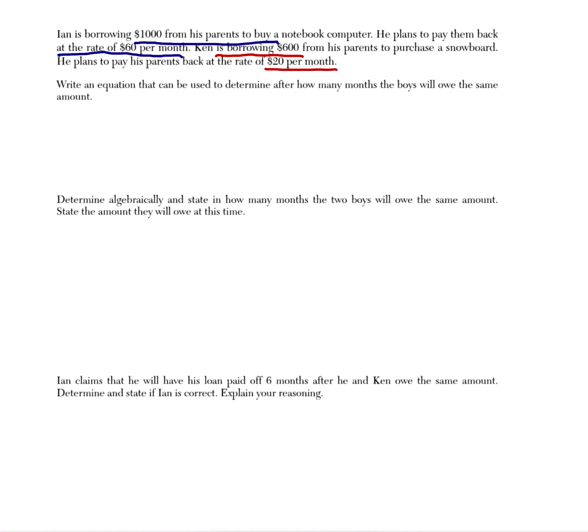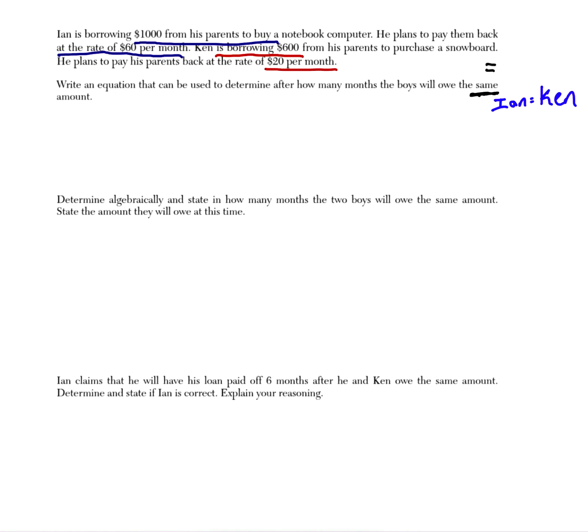This is the key word. The same amount. Whenever you see the same amount in math, or the word the same, it's always an equal sign. So we want to know when Ian is going to equal Ken. So we have to set Ian's situation equal to Ken's situation.